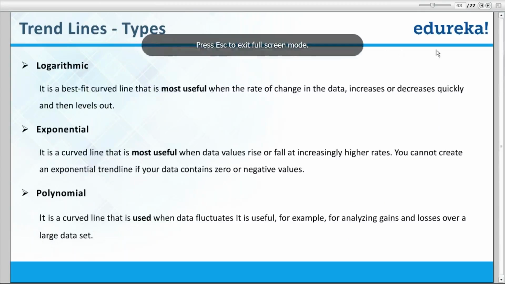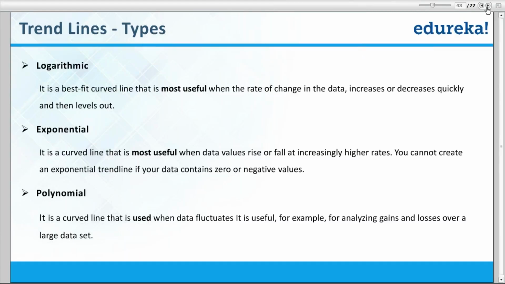But in most of the scenarios, friends, the linear model should fit. In the remaining 40% of the cases, we might use one among these, like logarithmic, exponential, and polynomial. So it's better to know when to use what, so that it's easy for us to use that model. Is this clear, friends, everyone?